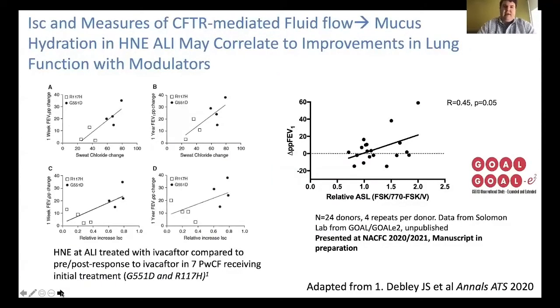Short circuit current measurements and measurements of CFTR fluid flow, including mucus hydration, in human nasal epithelial ALI cultures may also correlate to improvements in lung function with modulators, as data shown by the Debley group and also work from our group at UAB out of the GOAL and GOAL extension studies, which show that short circuit current measurements may correlate on an individual level to patients' improvement in sweat chloride and improvements in short and long-term FEV1, as well as improvements of downstream effects of CFTR activation, including mucus hydration measured by the airway surface liquid depth, which correlates moderately with improvements of lung function in this same set of patients.